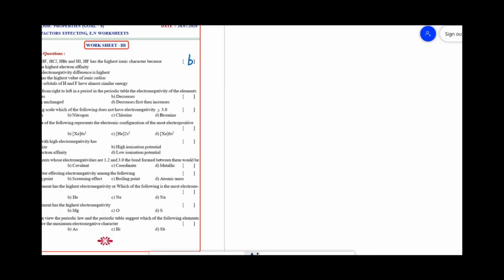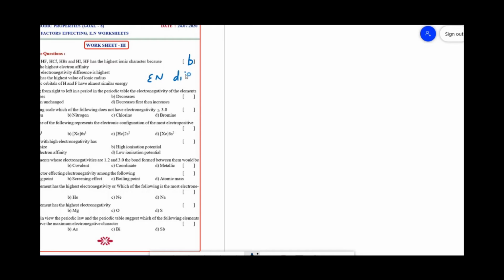Option is B. So between hydrogen and fluorine, the electronegativity difference is 1.7. So I am writing this point. Electronegativity difference is more than 1.7.